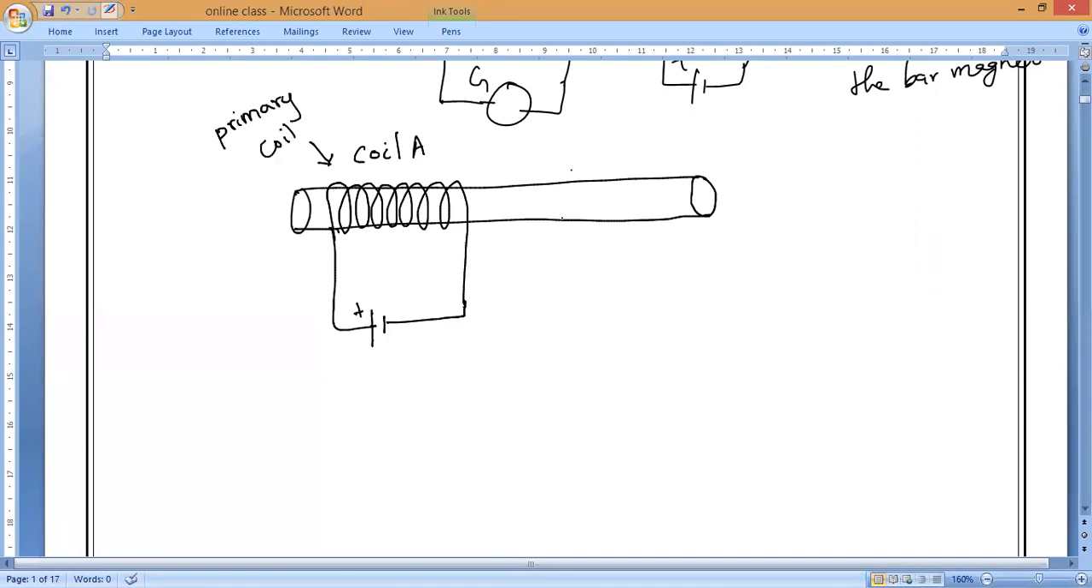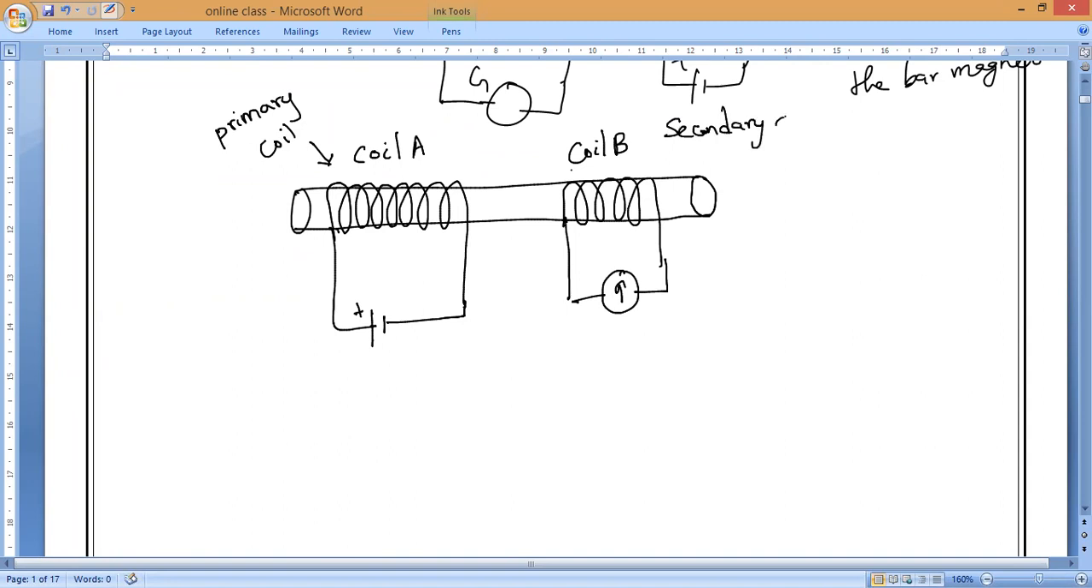Understand? Now the secondary coil has fewer turns, and a galvanometer is connected to it. If you notice, this is the coil B, and what is this one called?